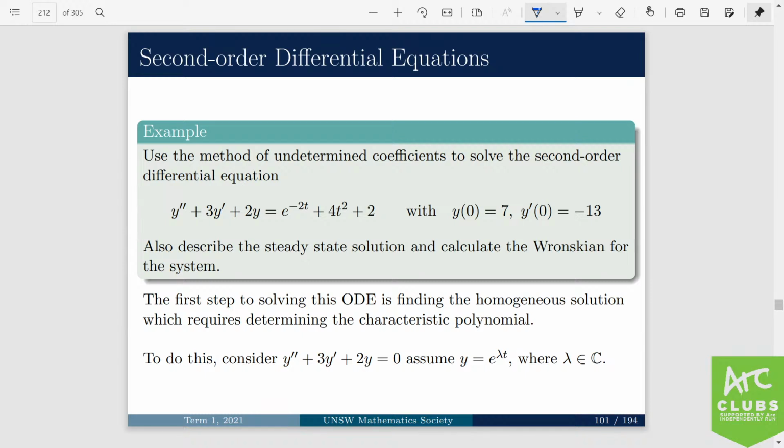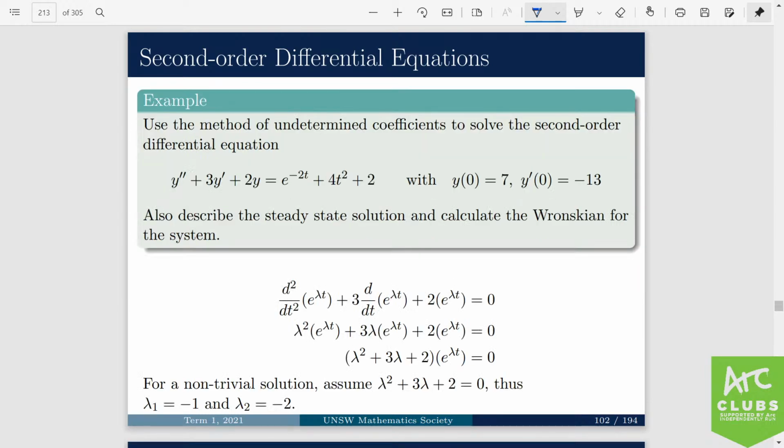Great, so we find the homogeneous solution. The first thing to do is find the characteristic polynomial. I'm sure at this stage you all know how to do this, but just a quick rundown in case you're not sure. We substitute in y equals e to the lambda t. The reason we do that is because that's a function that works really well with derivatives. So we substitute that in, and then we get the characteristic polynomial, which is this guy here.